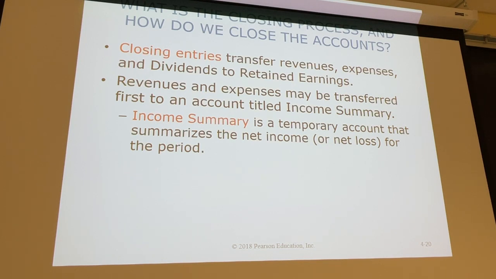Income summary is kind of an unusual account because immediately before we start going through the closing process, income summary has a zero balance. And immediately after we've gone through the closing process, income summary has a zero balance. So we just put dollars into income summary momentarily, really, to help us work through the mechanics of the closing process.